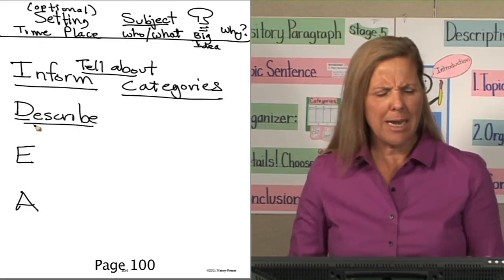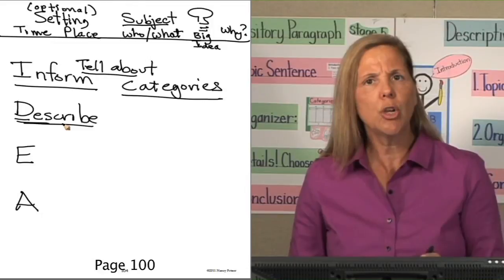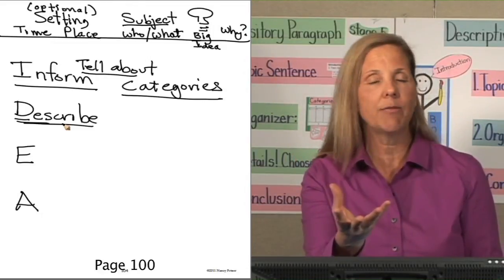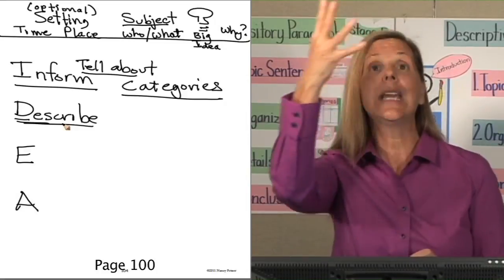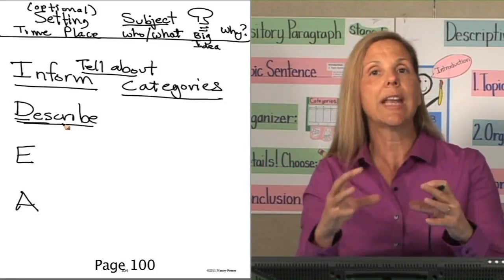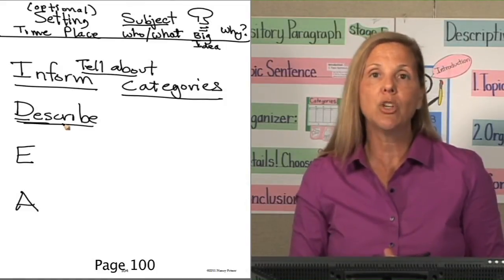So what does that mean when you describe your subject? That means that you're choosing to describe it because your reader will not understand the information unless they see the subject. They understand what the subject looks like. They understand how the subject works, the function of all its parts. That's why we do a description.